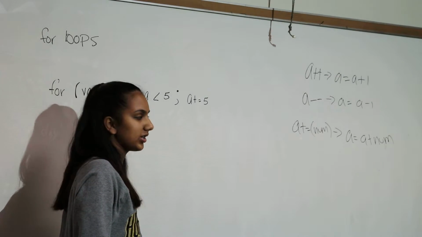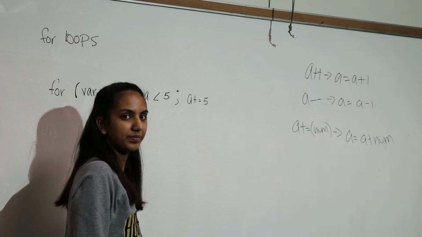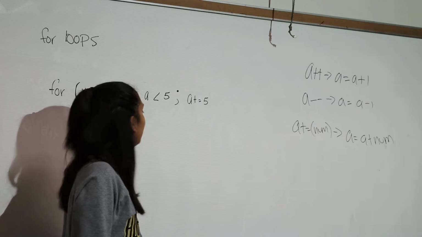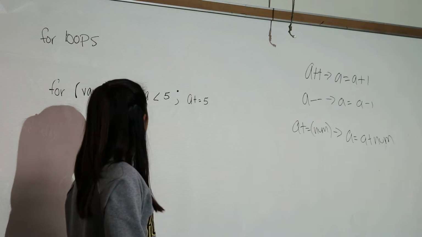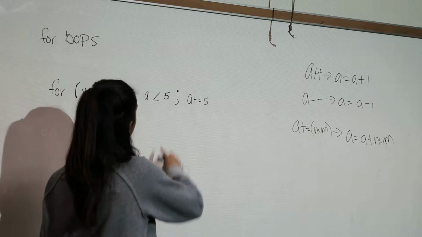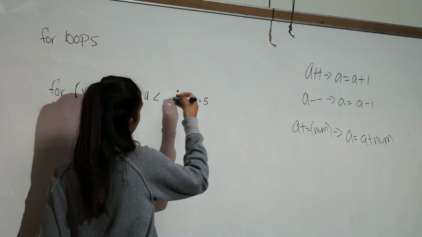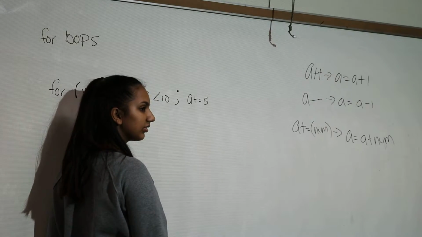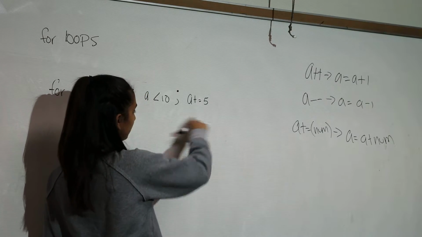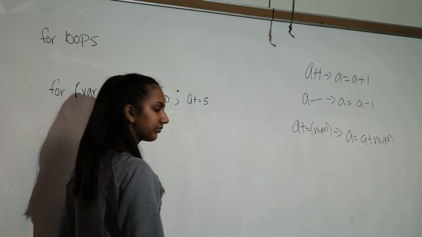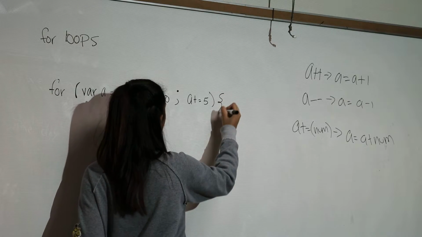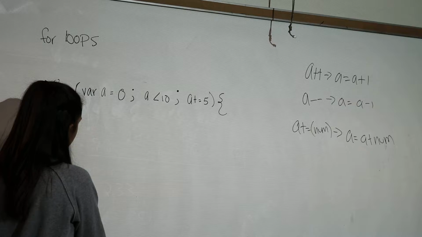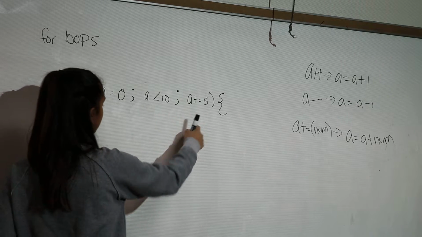So what if I wanted it to go up by 7? What would I put? A plus equals 7. Okay, so I'm going to change it to less than 10. And then what do I do now to close it? Close parentheses, open curly braces. And then I'm going to write something and I want you to tell me what the program does, because I did change some of the values here.